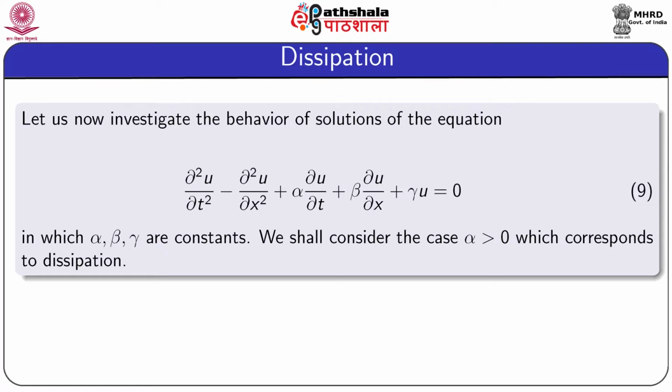So, now we are interested to study equation 9: ∂²u/∂t² − ∂²u/∂x² + α ∂u/∂t + β ∂u/∂x + γu = 0. In this equation, we considered α, β, γ as constants, and we also have considered α as a positive constant. We shall show that the constant α corresponds to the dissipation.